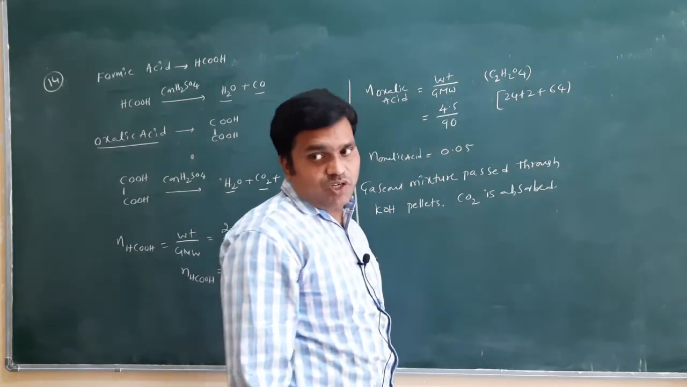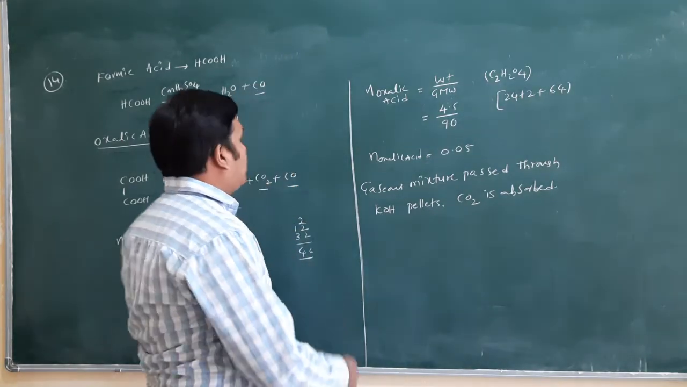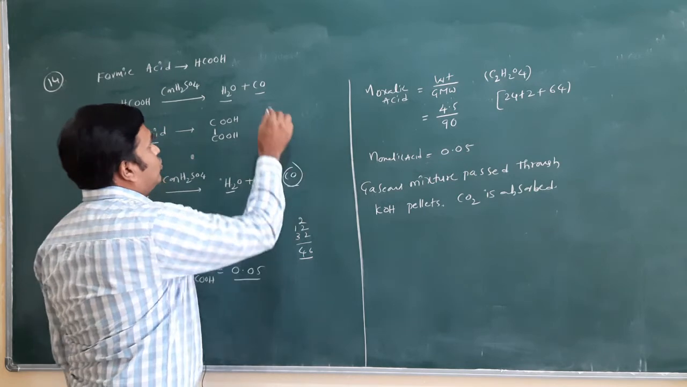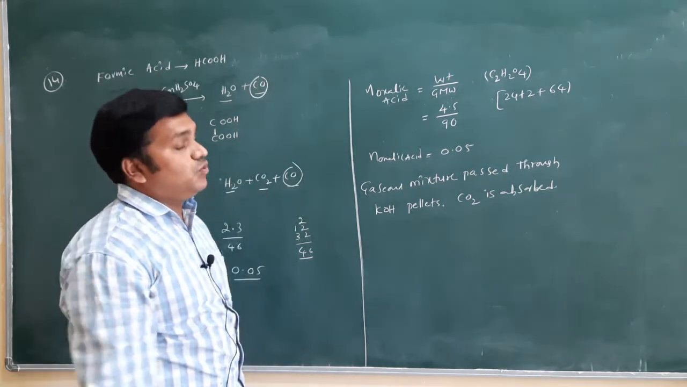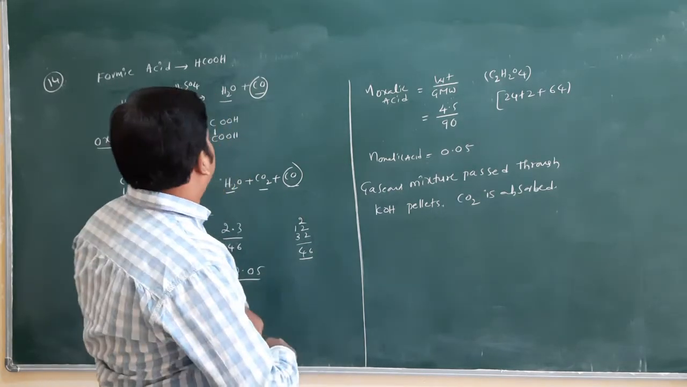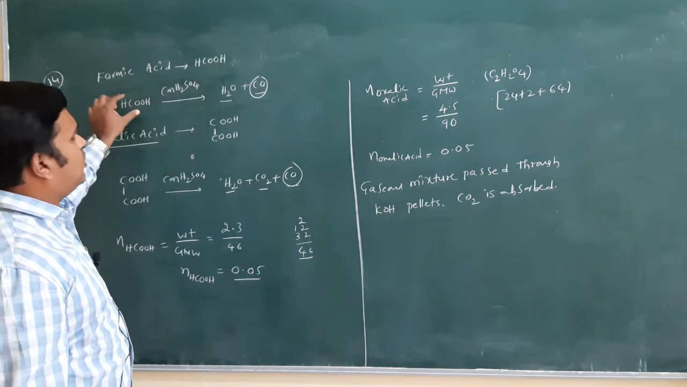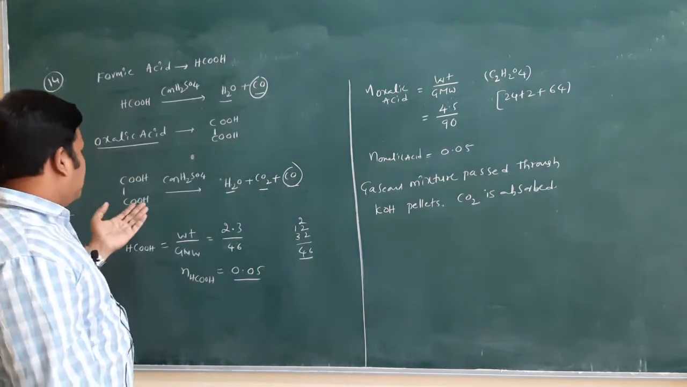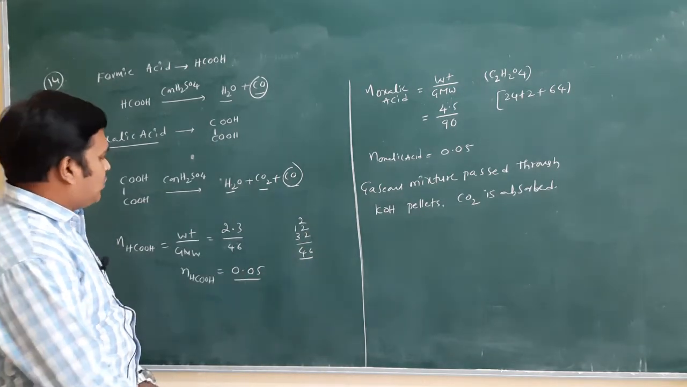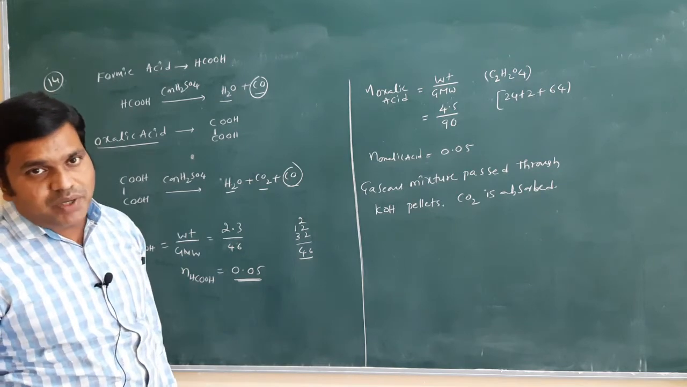CO2 is absorbed. What are the remaining gases we have? Carbon monoxide. What gases are left in the reaction? Carbon monoxide left only. Here the number of moles of carbon monoxide is equal. If we take 1 mole of oxalic acid, we are getting 1 mole of carbon monoxide. But what are the moles of formic acid and oxalic acid? We have 0.05 and 0.05.